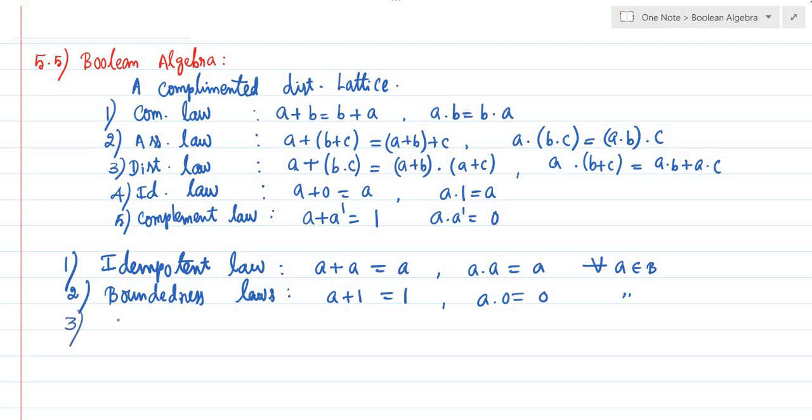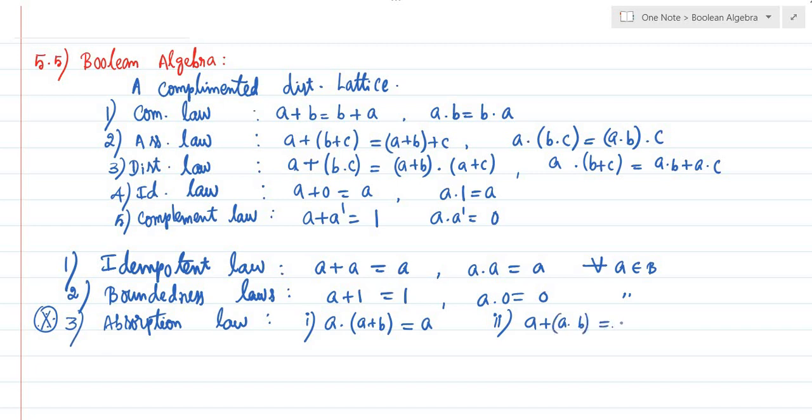Next, third one, absorption law. This is a very important theorem. While solving problems, we require this law actually. Absorption law. Here, your formula will be, first one, A dot (A plus B) is equal to A, because A is repeated here. Similarly, the second formula is A plus (A dot B) is equal to A, for all A, B belonging to capital B.